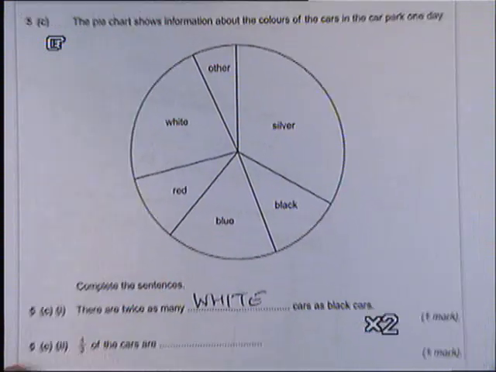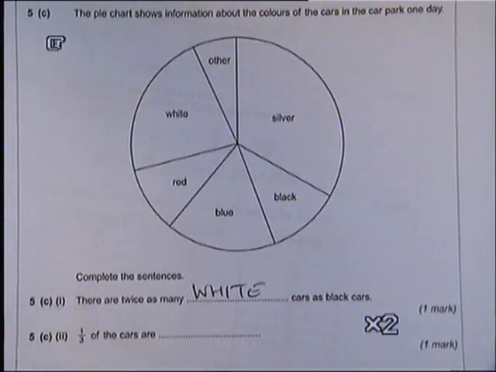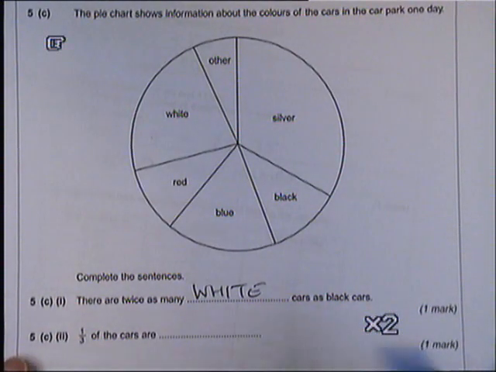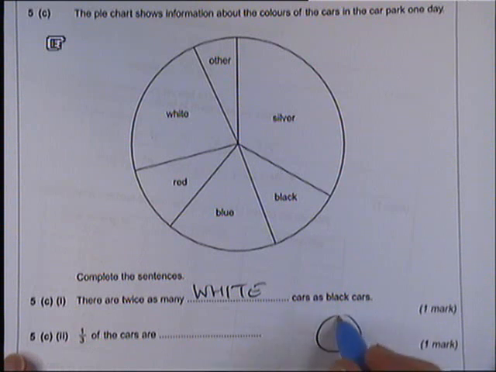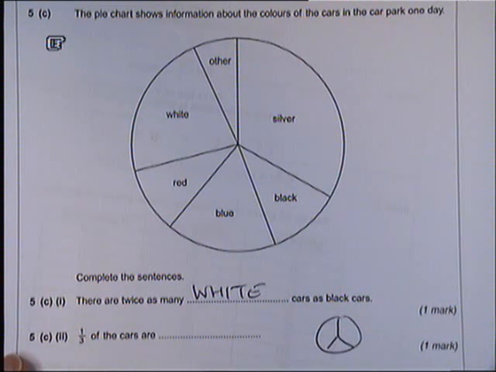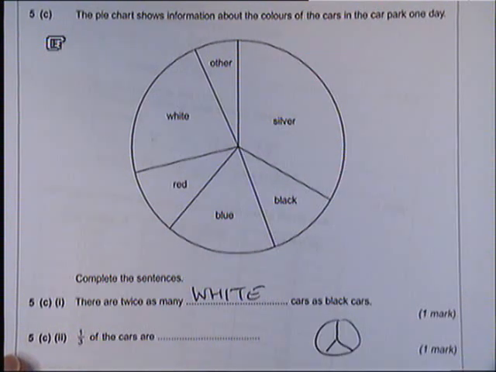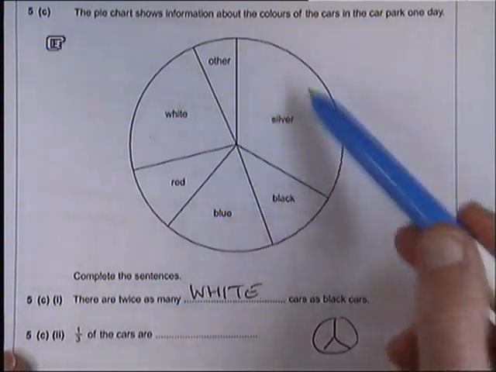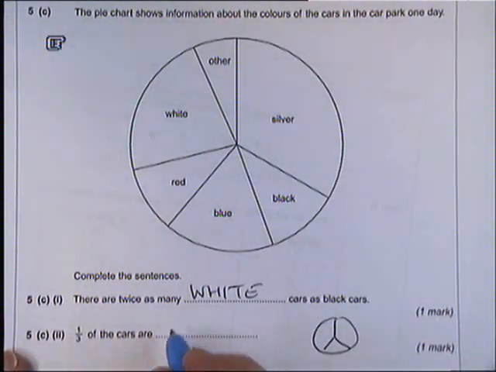The next sentence, it says a third of the cars are, and they want us to put a colour in. Well, if you have a full circle and split it into thirds, each third is sort of that shape. It's either that bit there, this bit here, or this bit. So we're saying, can we find a bit of our circle which is equivalent to one of these bits here. There's this bit over here, the silver one. So a third of the cars are silver.